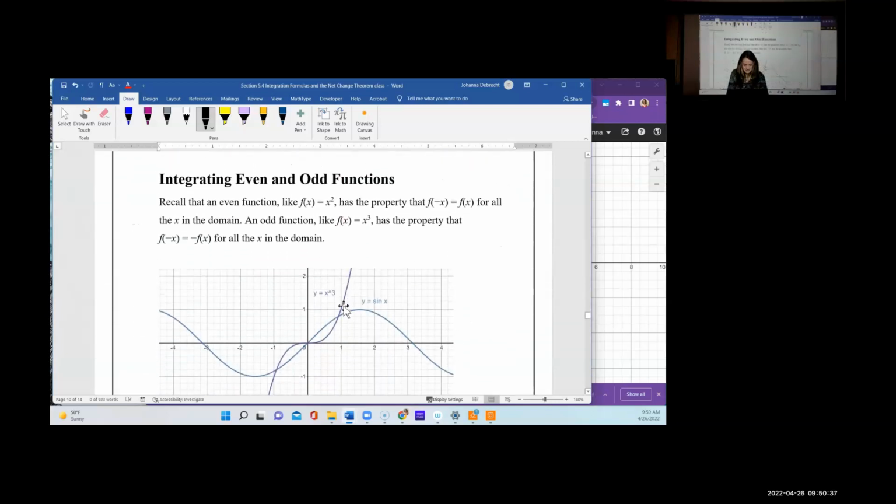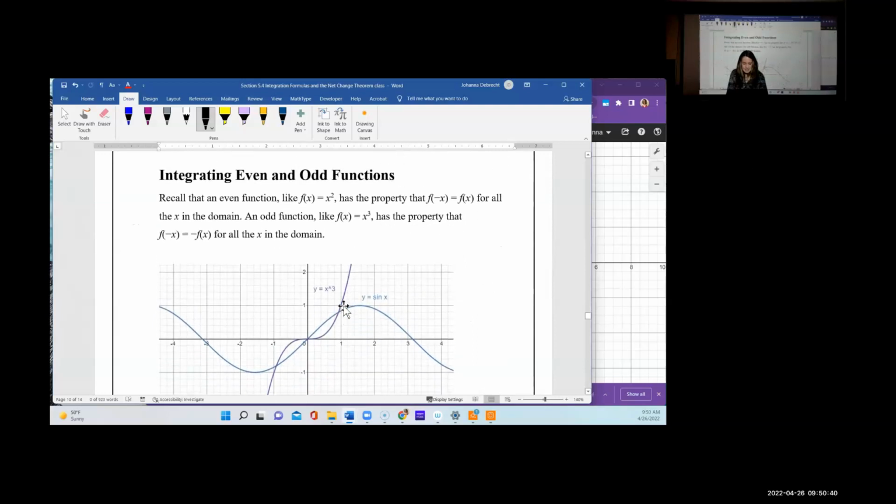Thanks. Sure. All right, let's look at this last little bit, which is unrelated to net change. It's some formulas that help us to compute the definite integral of even and odd functions. So I want to remind you what an even and an odd function is, so you know what you're doing. If you don't know what an even and odd function is, then you're not going to be able to apply these new rules.